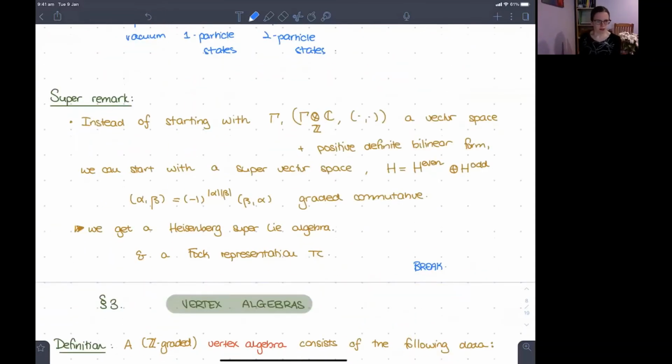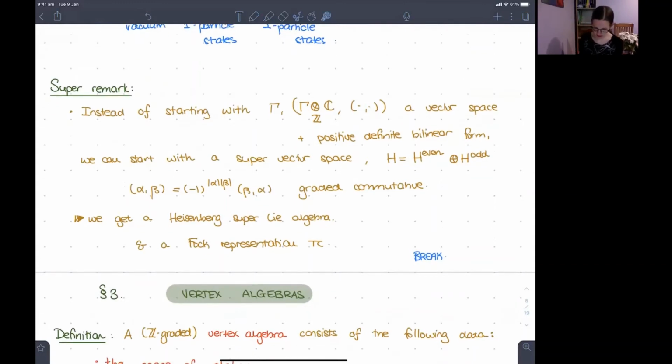And here is a super remark, meaning that if instead of starting with gamma and then the vector space that we get by tensoring over C, we start with a super vector space, which is a direct sum of an even part and an odd part, and we require that our pairing be graded commutative instead of symmetric, then we get a Heisenberg super Lie algebra and a Fock representation, and we just need to insert signs correctly.